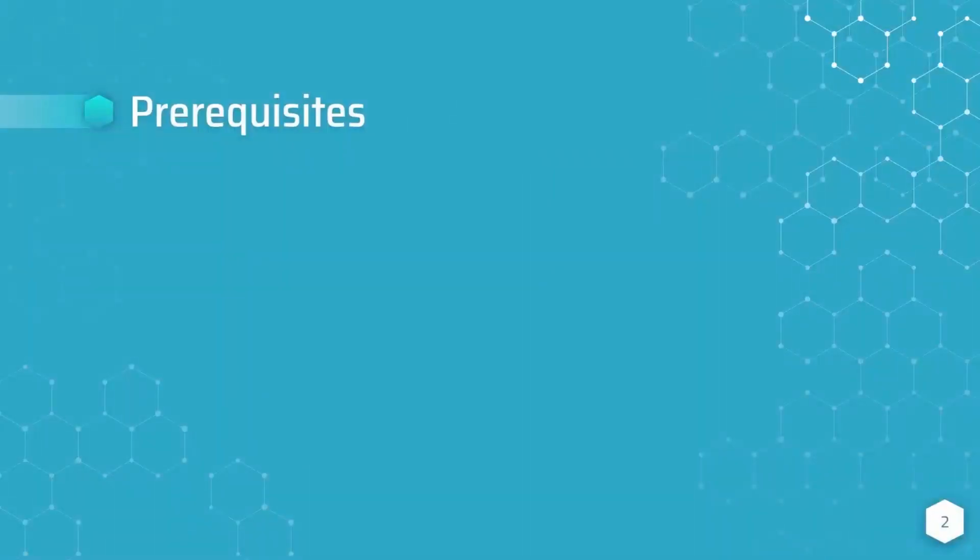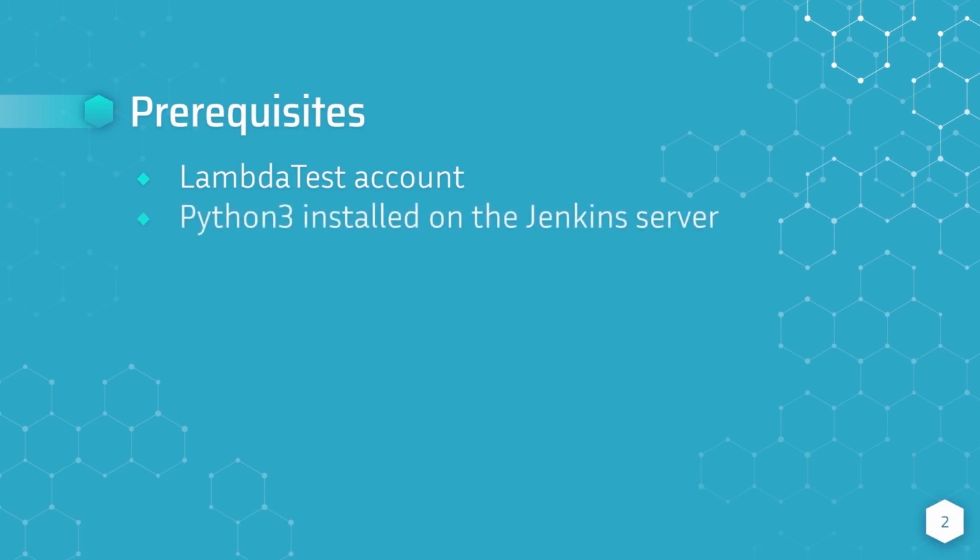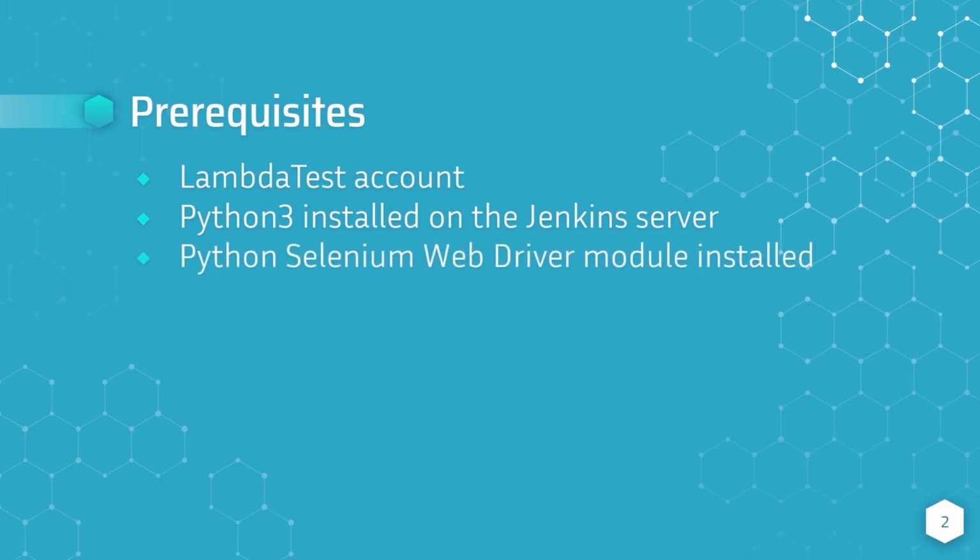Before we get started, I'd like to quickly go over the prerequisites. The first is that you'll need a Lambda Test account. Secondly, you'll need Python 3 installed on the Jenkins server. And finally, you'll also need to install the Python Selenium WebDriver module.